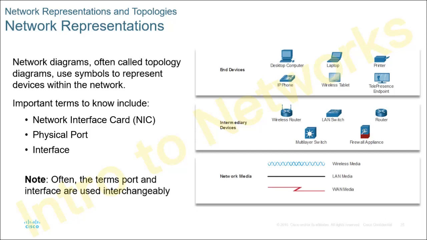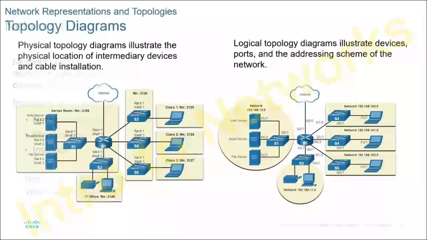So let's move on to how we represent a network. Main two ways, physical or logical. The physical topology will illustrate the physical location, the intermediary devices, and the cabling, whereas the logical will illustrate devices, the ports, the addressing, the more logical structure of the network. Both are equally important and both are typically done. When I do network design, I have both included in my network documentation.